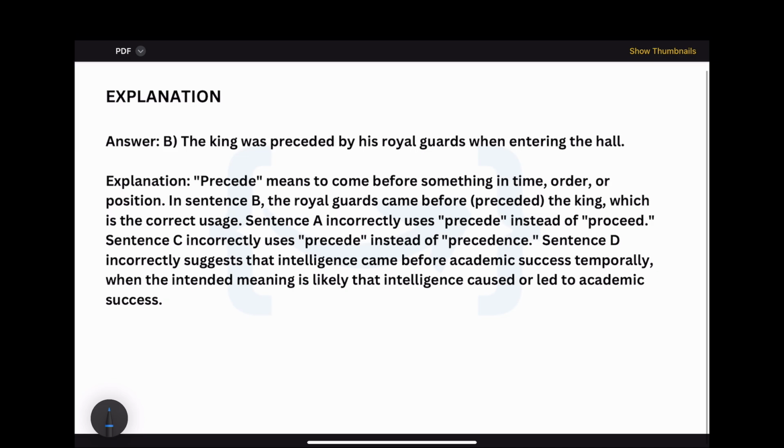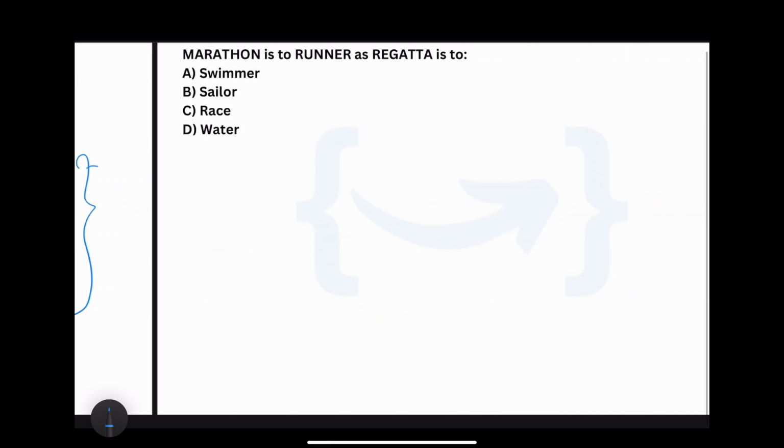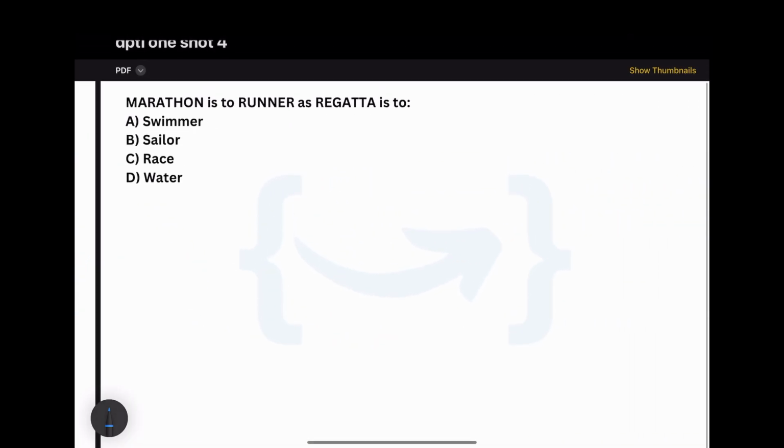Explanation: precede means to come before something in time, order or position. In sentence B, the royal guards came before, preceded the king, which is the correct use of this. You can go through the rest of the explanation because all of these make sense with the correct option which I told. Clear? Clear. Now, another pattern question.